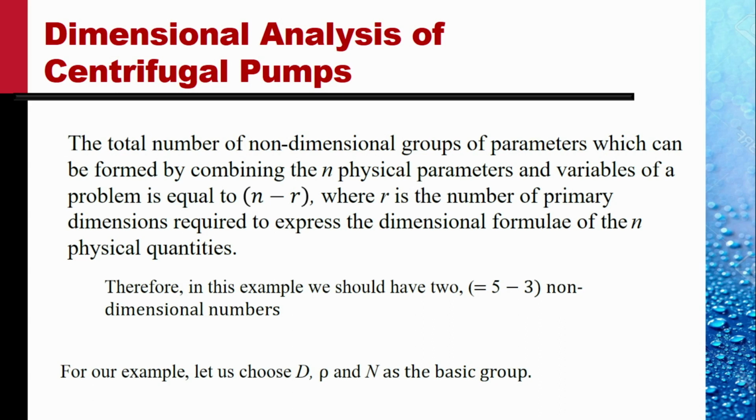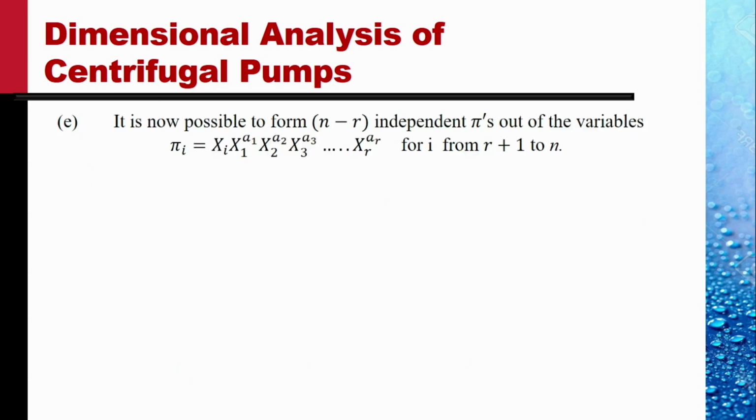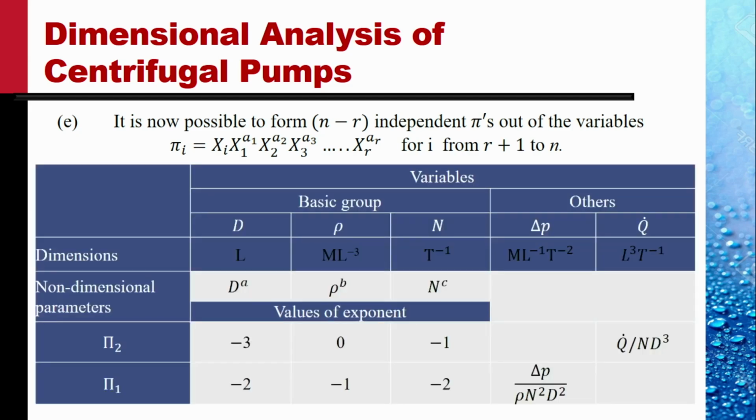For our example, let's choose d, rho and n as the basic groups. This is conventional for centrifugal pumps. We deal in diameter of the centrifugal pump, density of the liquid pumped and RPM that we operate on. It is now possible to form n minus r independent pi's out of the variables for i from r plus 1 to n, that is from 4 to 5, 2 parameters. And we do the analysis as before.